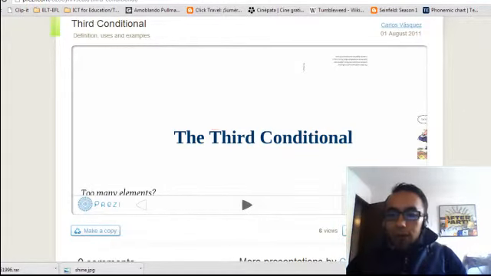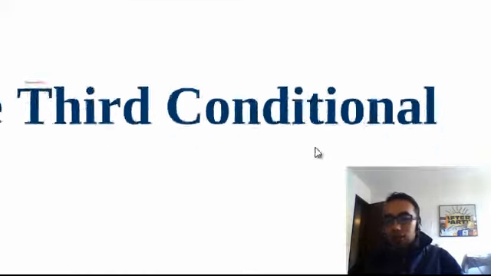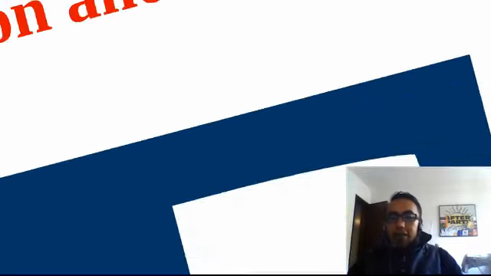Well, now we are going to see some more examples of the third conditional. When do we use them? What is this structure used for? And its use.